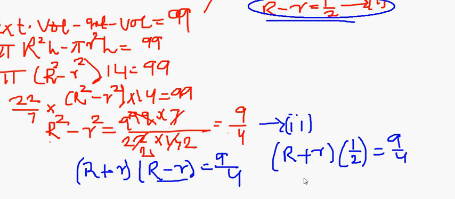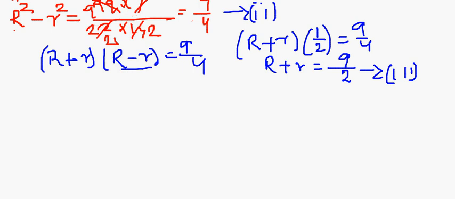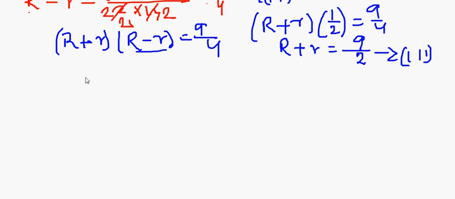So R plus r is equal to 9 upon 2. Now this is, suppose, our third equation. I have R minus r as 1 by 2. I have R plus r as 9 by 2. I'll use this to find small r and big R. One was R plus r is 9 by 2, and our first equation was R minus r was 1 upon 2.